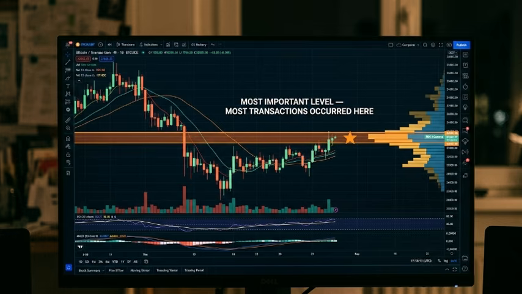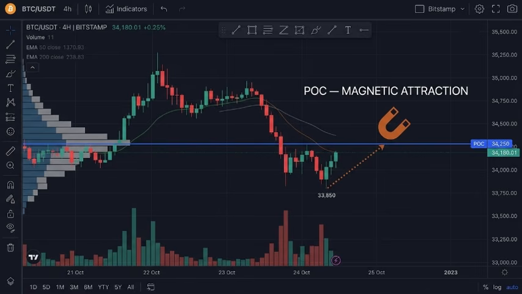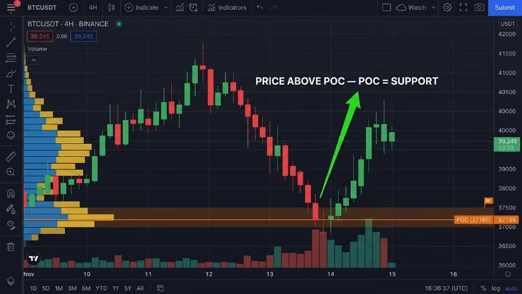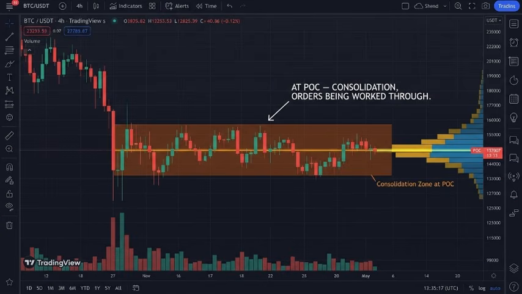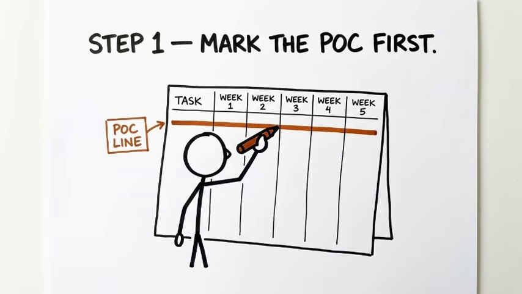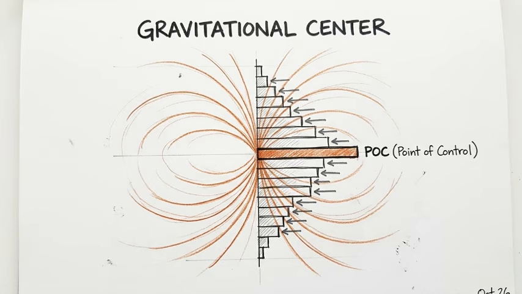What does this mean practically? The POC acts like a magnet. Price tends to return to the POC after moving away from it because there are more resting orders clustered at that level than anywhere else. When price is above, the POC acts as support. When price is below, the POC acts as resistance. And when price reaches the POC, it often consolidates there, spending time as the existing orders get worked through. Mark the POC on your chart before you do anything else. It is the gravitational center of all the trading activity in the profile.